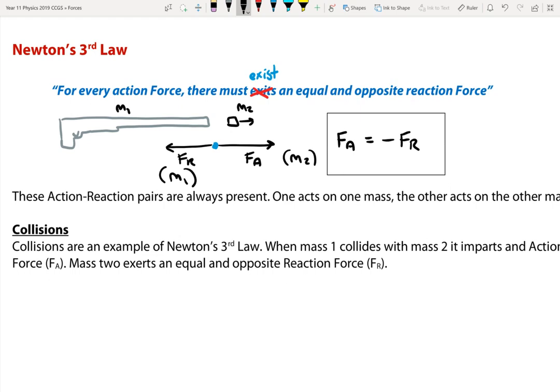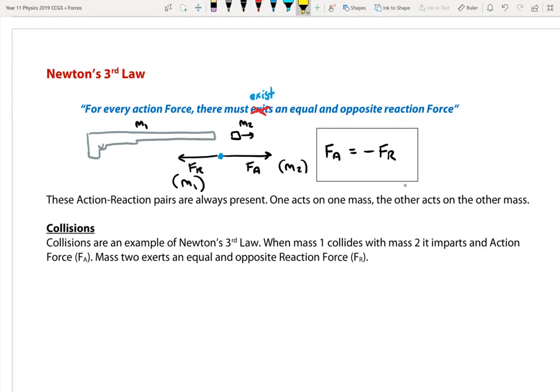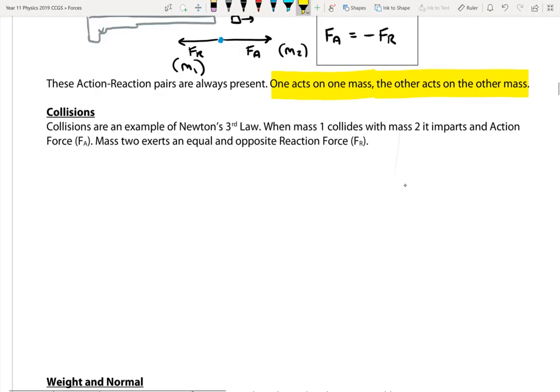So, they are always present. And this is why it's a law, because they have not found in science or nature an example where you get one force acting. There are always two. So I'll just highlight that one force acts on one mass, the other force acts on the other mass. You need two. So with gravity, well, let's just use the collision here. That one's pretty easy to see. Collisions are a pretty good example.